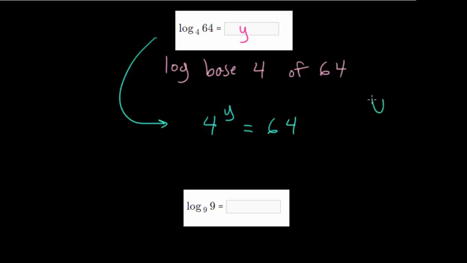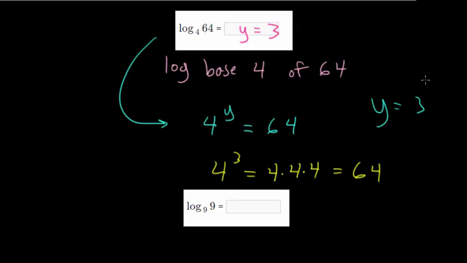And in this case, y would be 3, since 4 to the third power, which is 4 times 4 times 4, that would equal 64. 4 times 4 is 16. 16 times 4 is 64. So in our box here, this logarithm would just be equal to 3. But again, just remember that logarithms are the exponents, or in this case, they're the missing exponent that we have to find. So let's keep going.